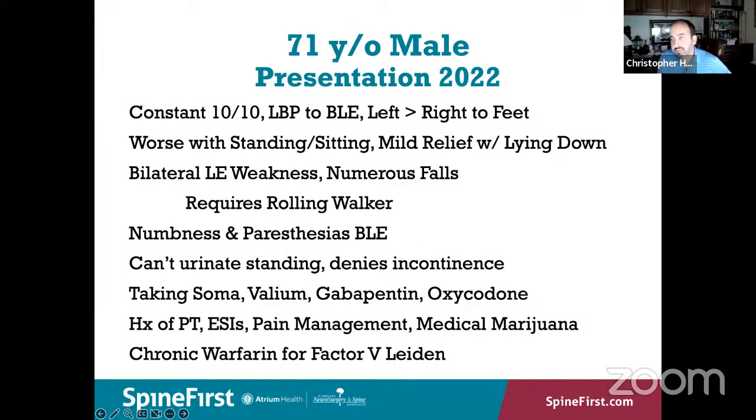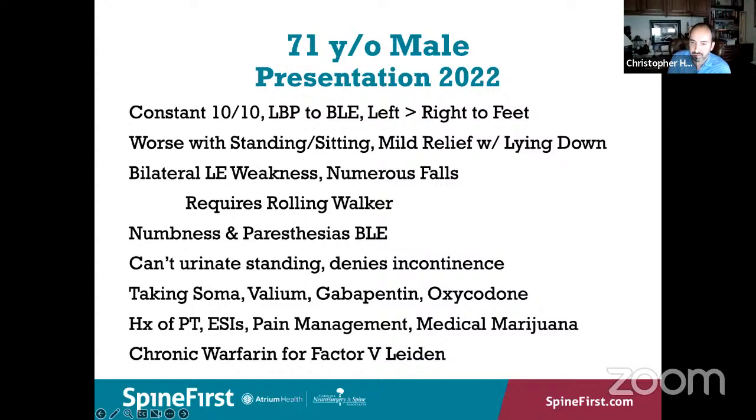He had been seen in 2020 with those last films and told that there wasn't a clear indication for further surgery, and then presented to our office in 2022, where at that time, as I described before, he was in constant 10 out of 10 pain, going from his back into both legs, all the way distally into his feet. His pain was worse with standing or sitting. He really could only get mild relief with lying down and was essentially bedbound. He had significant weakness in both legs with numerous falls.